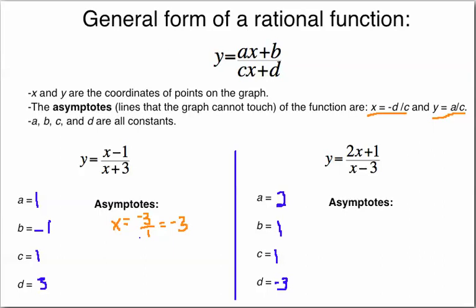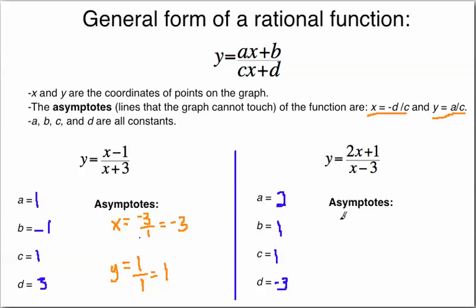Then for the horizontal asymptote, we've got y equals a over c. Both of these are positive. A is 1, and c is also 1, so 1 divided by 1 is just 1. So our horizontal asymptote would be y equals 1. And that's it there.